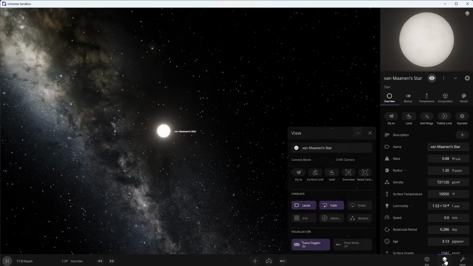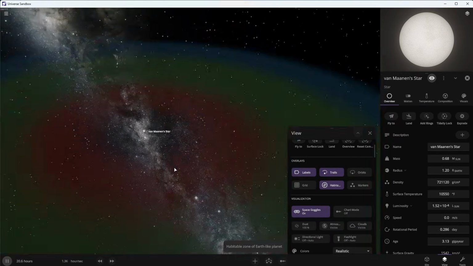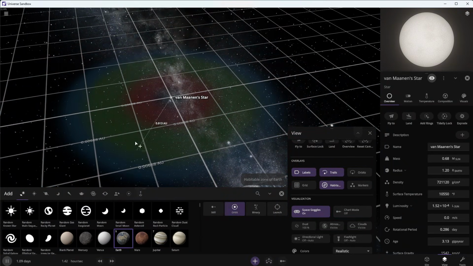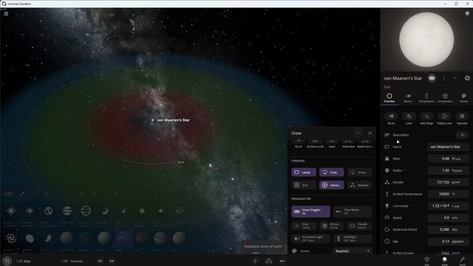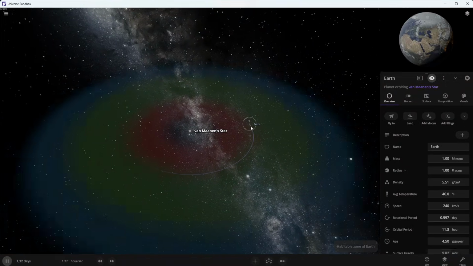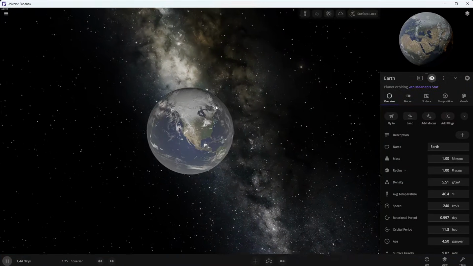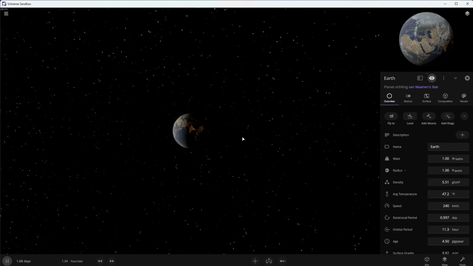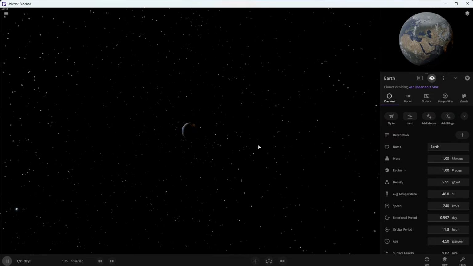What's its habitable ring? Of Earth, like that. Oh my gosh! What? Its rotational period is about the same as Earth's rotational period. What the heck?